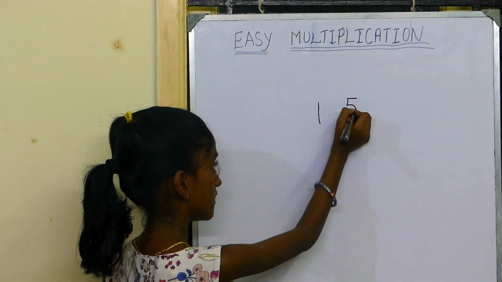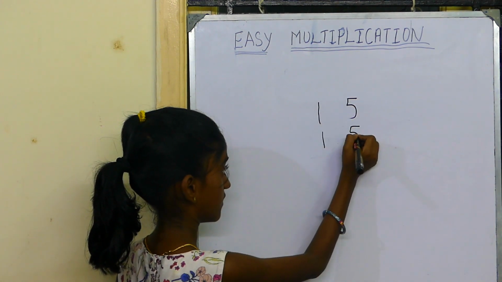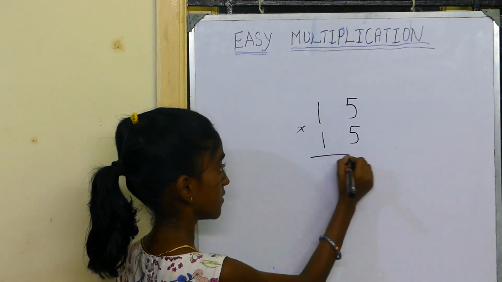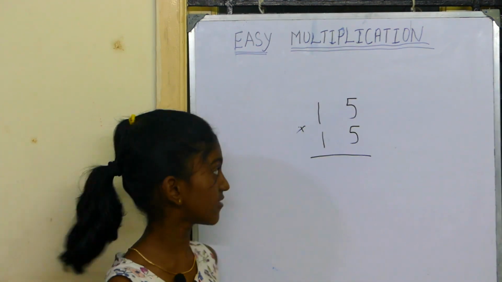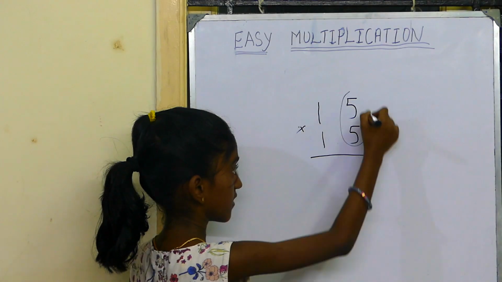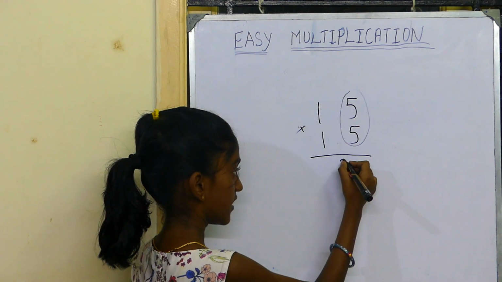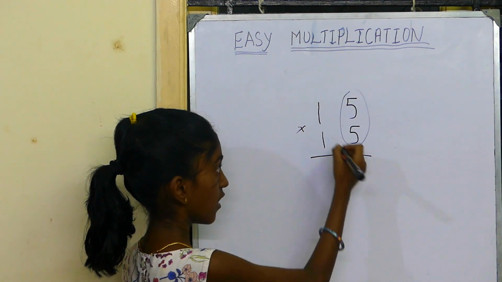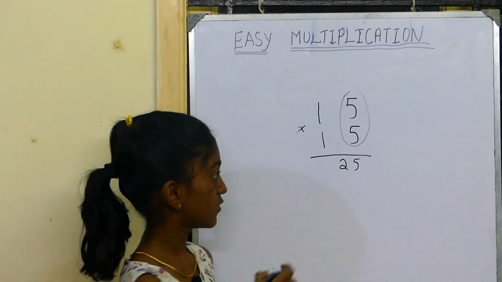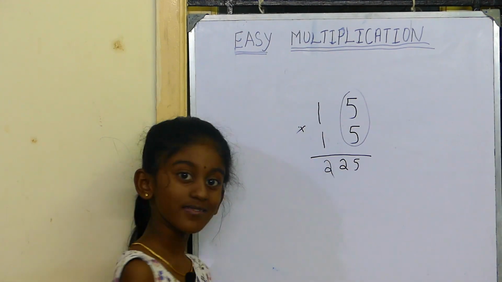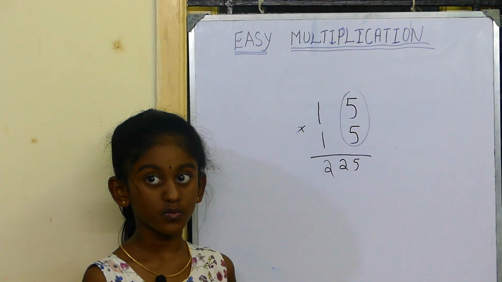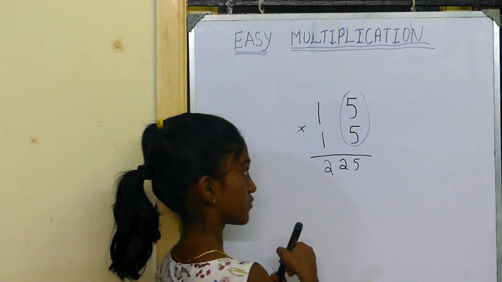15 into 15 multiplied, we need the answer. 5 5s are 25. Write down 25. What is after 1? It is 2. We write 2. We got the answer. 1 into 2, 2.